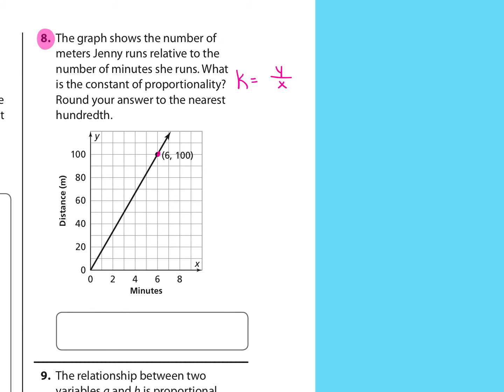So we've got this ordered pair here, x and y. So I'm going to plug it in. 100 divided by 6, and we get 16.6 repeating. Notice that it says round to the nearest hundredth. So that'd be 16.67 when we round, and it is in meters per 1 minute. Also notice that we could figure out right here at 1 minute how many meters that is, and it's almost 20, and it should match this 16.67.